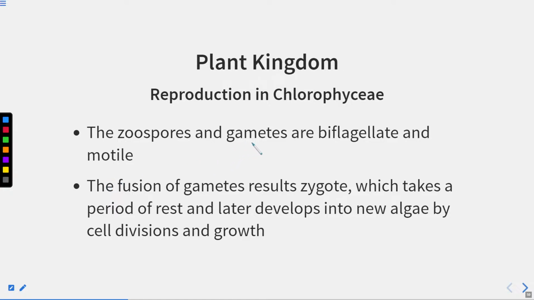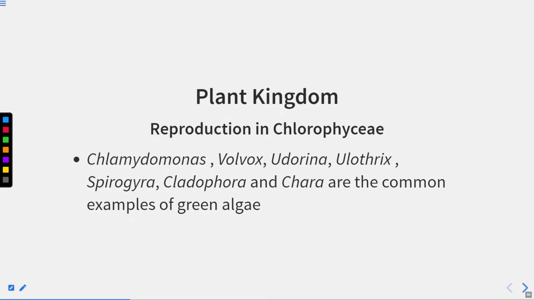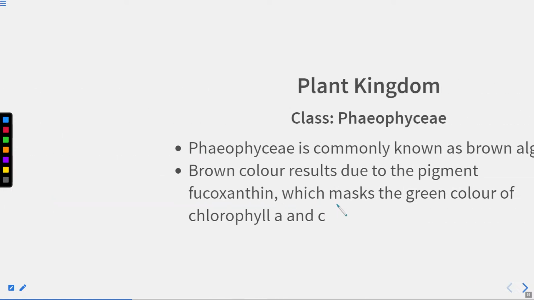Okay, so zoospores and the gametes are biflagellated and motile. We have seen the zoospores, they are biflagellated and they are motile in structure. The fusion of gametes results in a zygote, which takes a period of rest and later develops into a new algae by the cell division and growth. So this is just a cell that shows a diploid structure. Otherwise, all the cells which are formed in the cell cycle of algae are haploid in structure, right? Chlamydomonas, Volvox, Eudorina, Eulothrix, Spirogyra, Cladophora, Chara are the common examples of green algae.